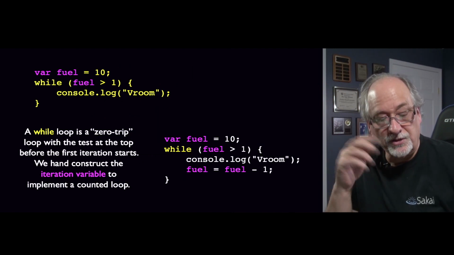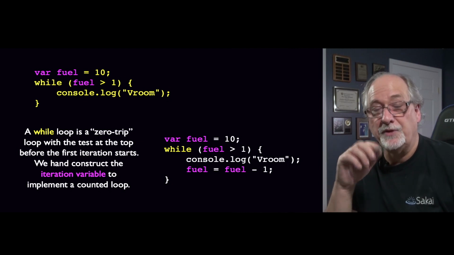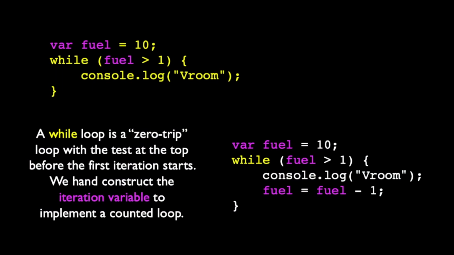You can have an indeterminate loop, a while loop that runs until something becomes true. It's a zero trip loop, which means that it runs a minimum of 0 times, so it effectively functions the first time through like an if statement. So while fuel greater than 1, do this thing in the block, is really like if fuel is greater than 1, do this block.